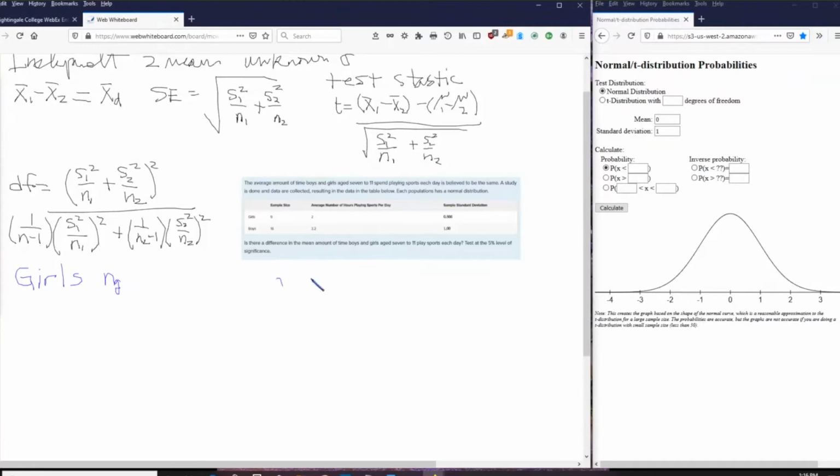Oh, and it just all disappeared. Let's see if that comes back. And then for the boys, the sample size is 16. The mean is going to be 3.2. And the sample standard deviation is going to be 1. I don't know if those numbers are going to come back or not.